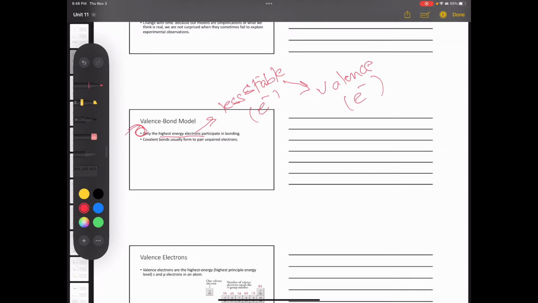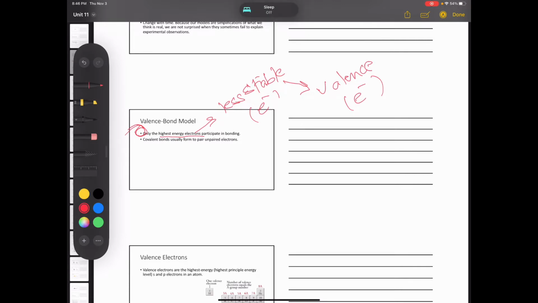Okay, so that's assumption number one. Assumption number two, that covalent bonds usually form to pair the unpaired electrons. When we did the electron configuration, if you may remember, in some cases, when you look at the orbital diagram to be more specific, you will have some electrons that are non-paired, as we will look at in some examples later. Those non-paired electrons always try to look for a partner where they can be paired together in that orbital. So valence bond theory suggests that covalent bonds usually form to pair the unpaired electrons. If the electrons are already paired in their orbitals, then there is no chance to form a covalent bond.